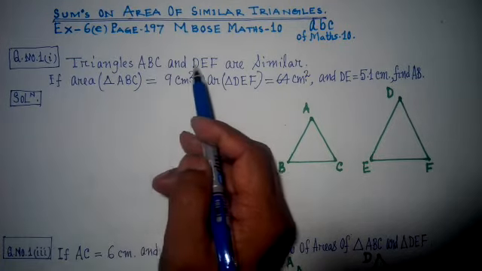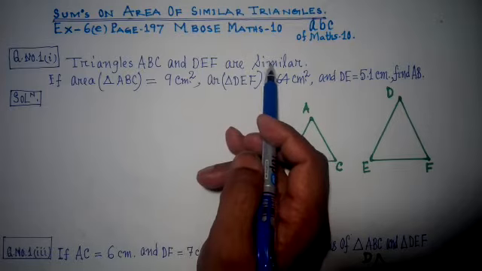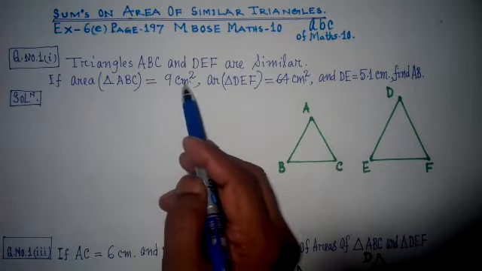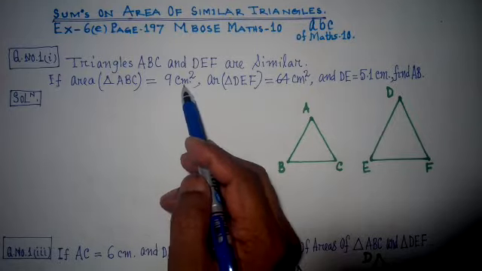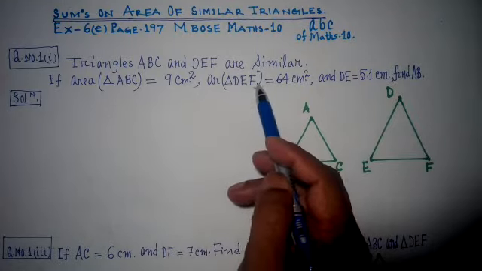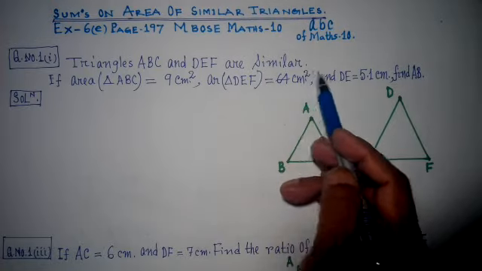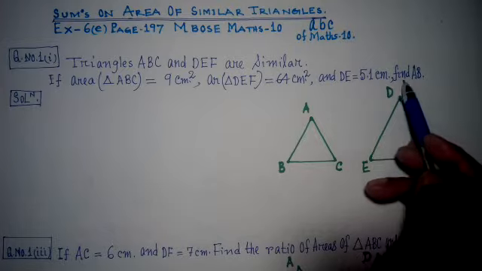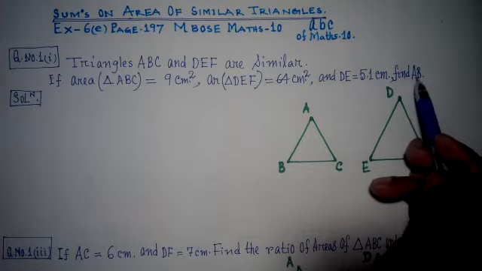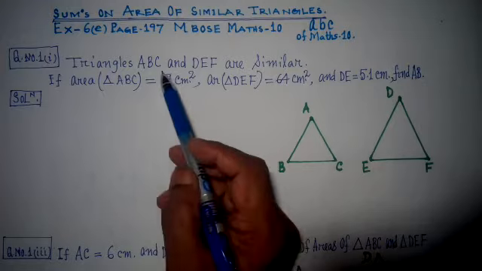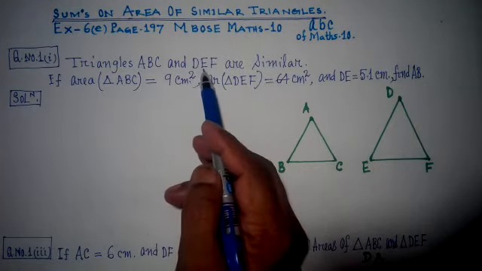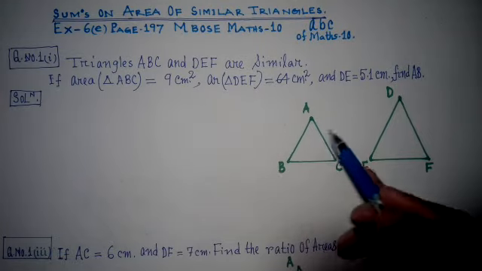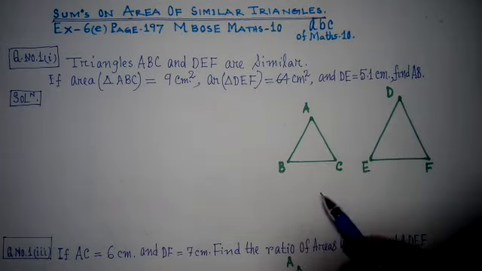Triangles ABC and DEF are similar. If the area of triangle ABC is equal to 9 cm square, the area of triangle DEF equals 64 cm square and DE equals 5.1 cm, find the value of AB. Let us draw the triangles ABC and DEF to understand the sum better. So here is the triangle ABC and here is the triangle DEF.